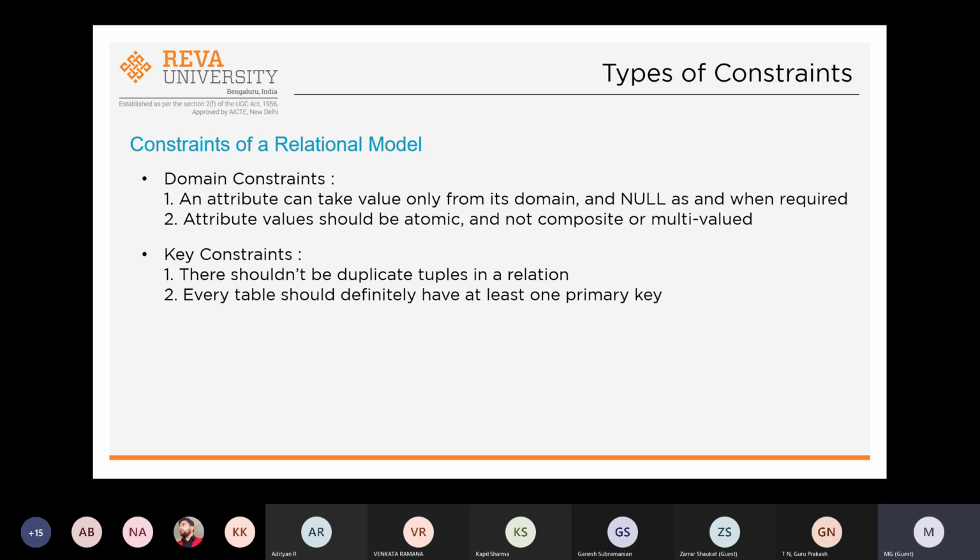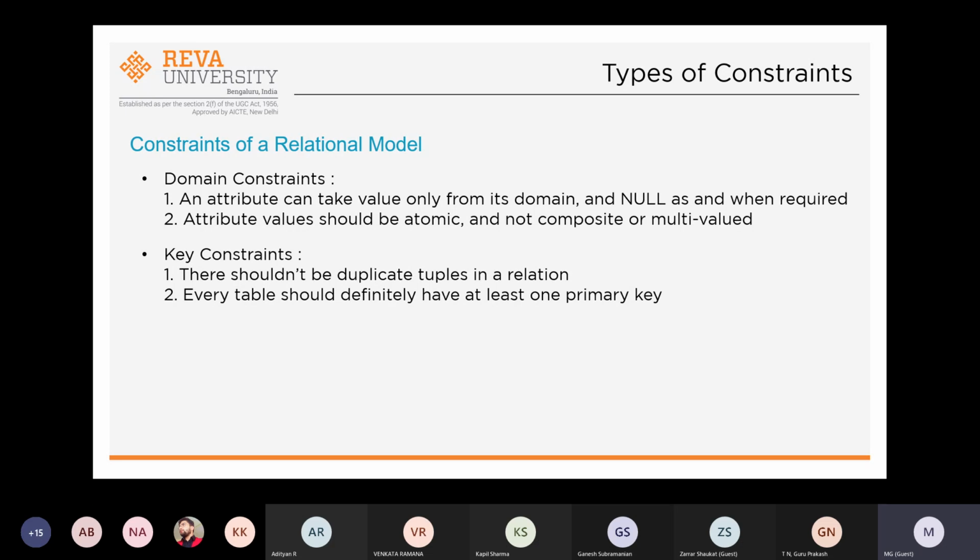What does key constraint mean here? There shouldn't be duplicate tuples in a relation. Basically, there shouldn't be duplicate records in a relation. There should be at least one attribute that differentiates a record from the other record. And for that, you need a primary key, which is your second point.